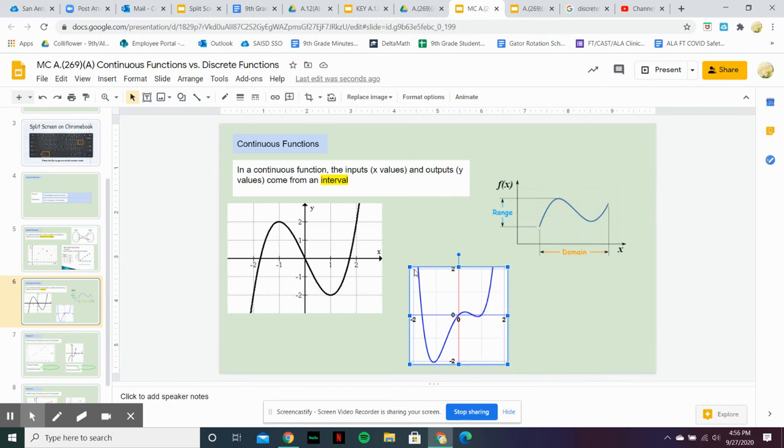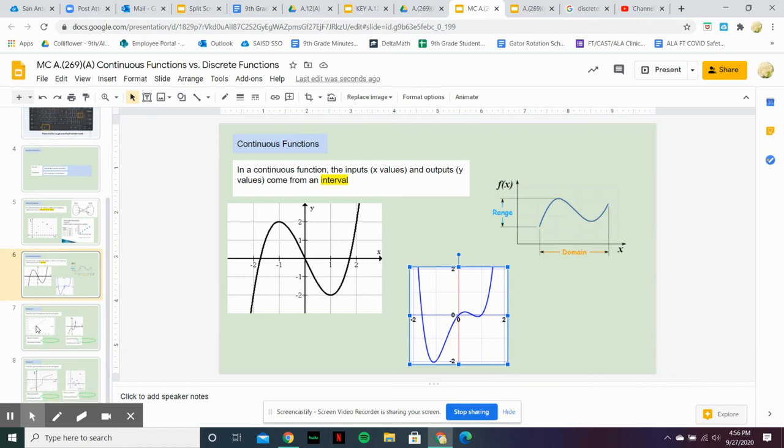And another way to think about continuous functions is they are always these lines that you can trace without picking up your pen or pencil, or in this case, my mouse. So I can go along these lines. They are continuous, they are not ending, there are no gaps or spaces in between them.